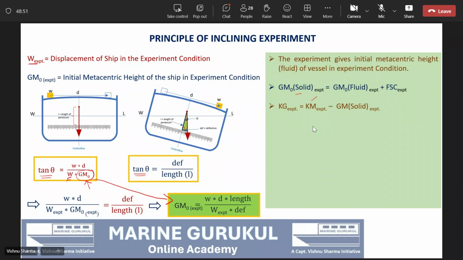Okay. So what does this experiment lead you to? It gives you the KG of the ship in the condition in which the experiment was performed. Now, if you want the KG of the light ship, then you will identify the weights which do not belong to the light ship. And whatever principle of moments you have been using to calculate KG, you can apply the same principle and from there obtain the KG of the light ship. Do you agree with me? Yes or no?